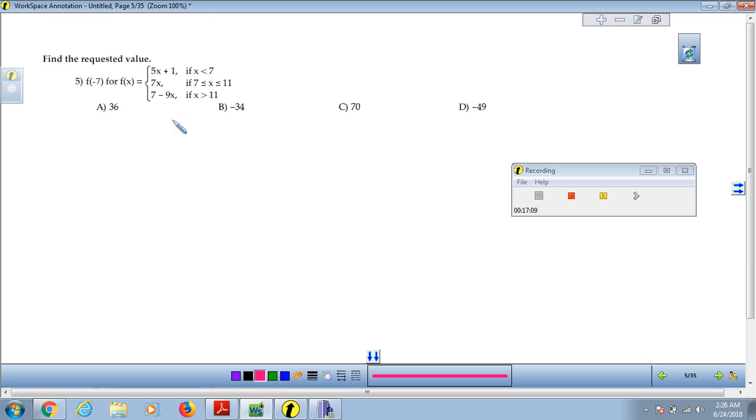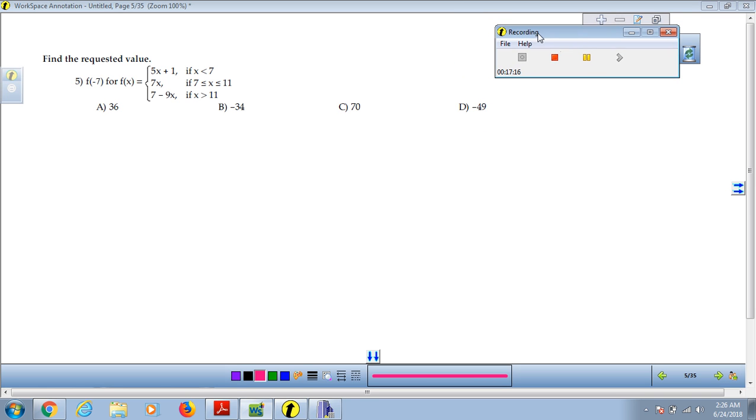5 says find the requested value. So this one is a very simple question, but often we may get confused with this. It says f of negative 7 for f of x equals these 3 equations. These 3 equations have their restrictions. This is a piecewise function. This is that kind of function.